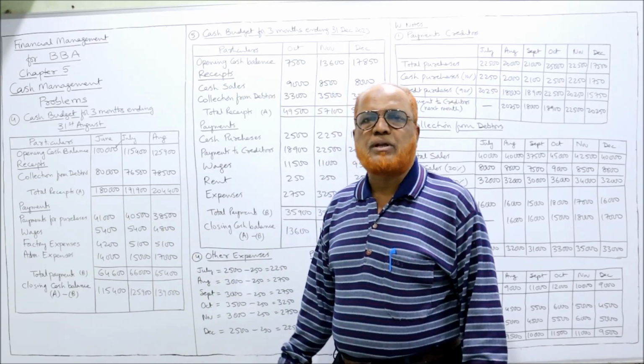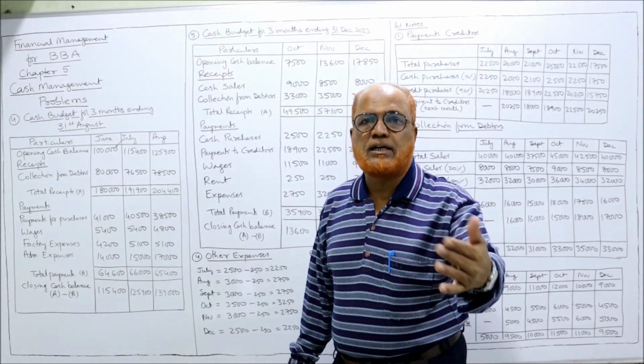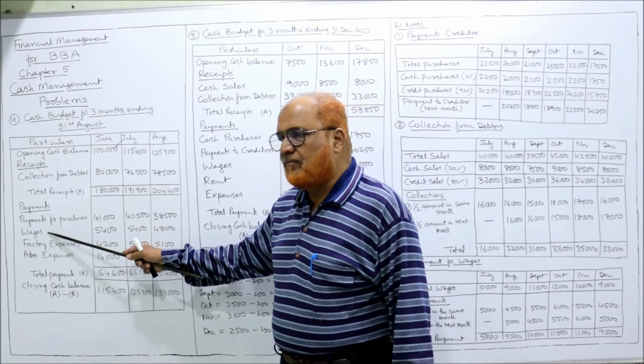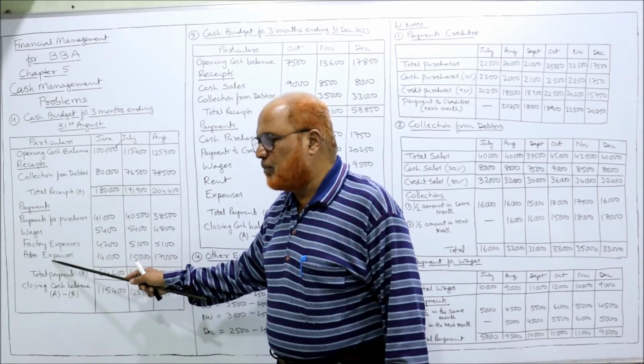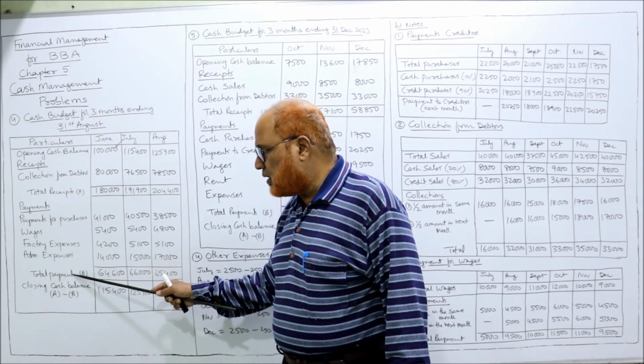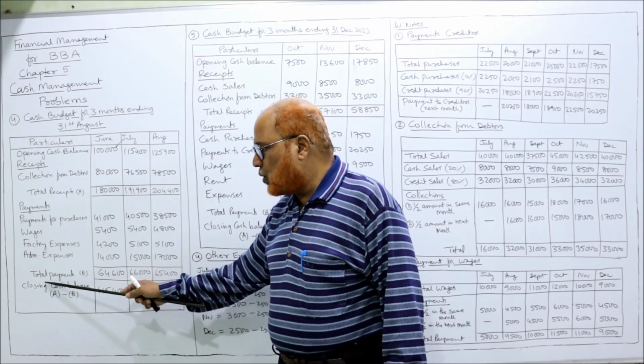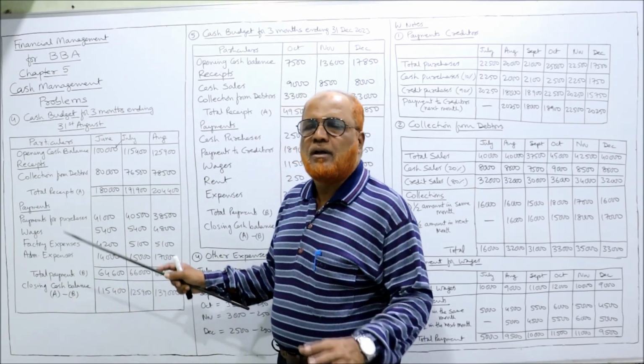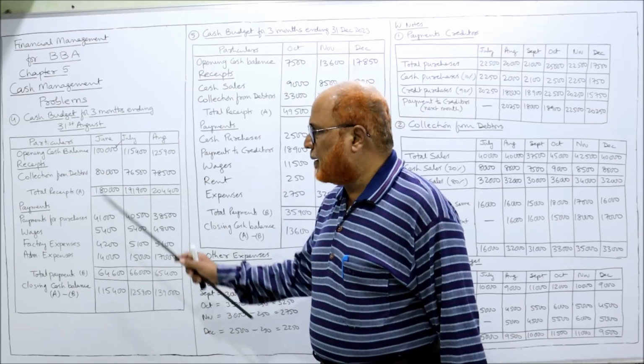Payments. Payments for purchases. That means to creditors. 2 months period is allowed by supplier. Then secondly, wages, factory expense, administration expenses. Take the total payment B. Then closing cash balance is A minus B, receipts minus payment. Now we'll take one by one.